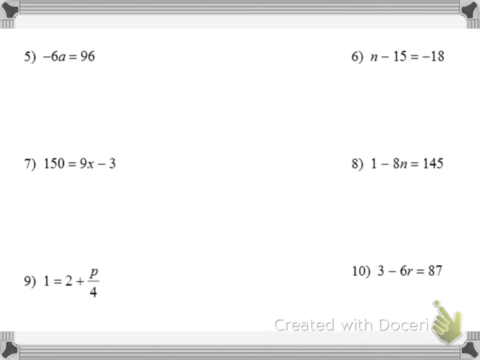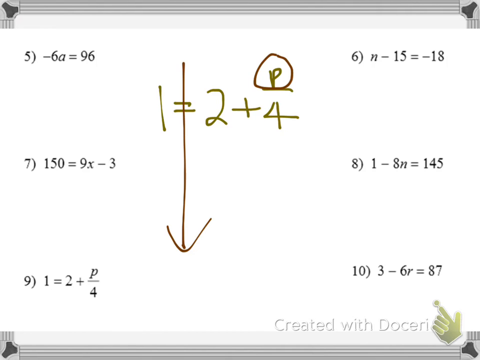Okay, let's look at number 9. 1 equals 2 plus p over 4. So this looks a little different than the ones that we've done so far. But essentially we're doing the same thing. You look for your variable, and then you're going to do PEMDAS backwards in order to isolate your variable or get it all alone. So I'm going to do -2 on both sides first.